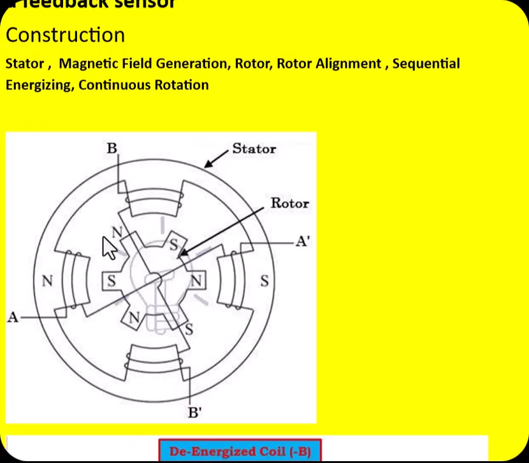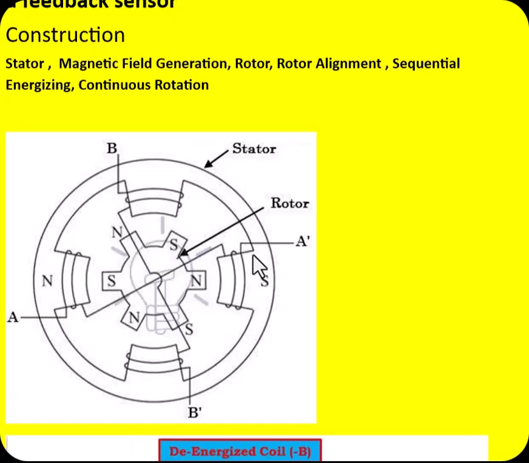In the next moment, the phase A coils are de-energized, means supply is disconnected, but B coil or B phase coils are connected to the supply so that they form the new poles. So this becomes south pole and this becomes north pole. And this is the north pole and this is the south pole. So automatically this north pole of the rotor tries to align with the stator south pole. That is, it is moving in the clockwise direction.